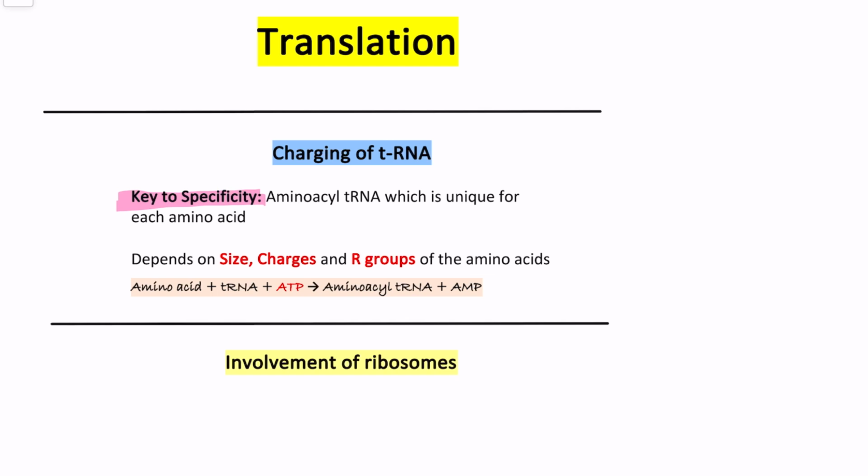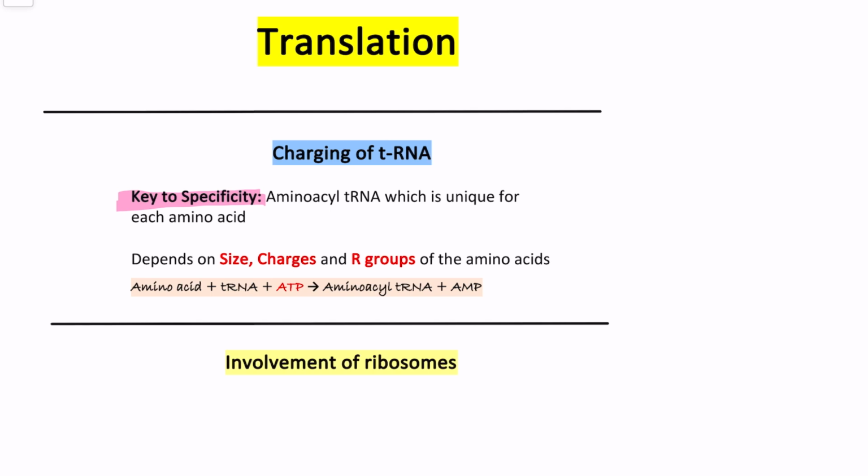So now we are going to study the process of translation. Firstly, I'll describe the different steps involved in the process of translation, specifically in the prokaryotes. The first step is the charging of the tRNA.